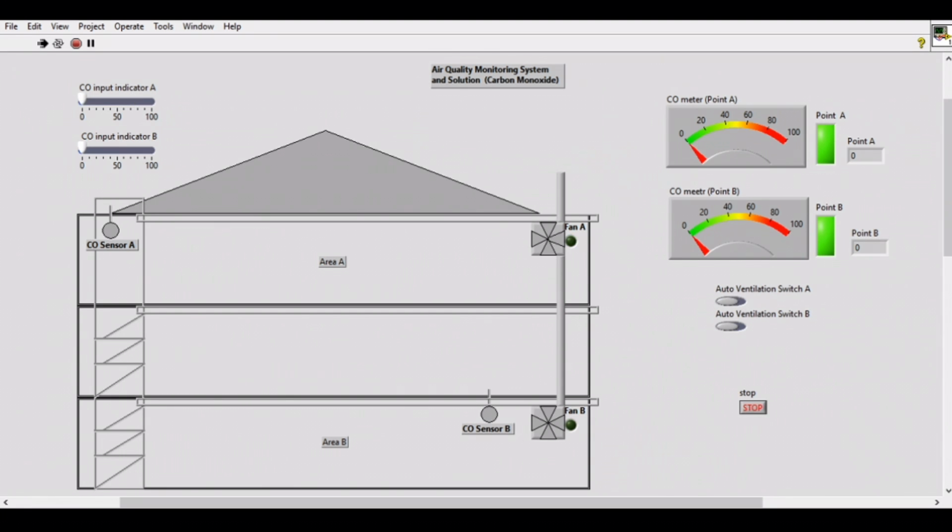Next, for the advantages of the carbon monoxide ventilation system. The first one is that it can alert people when carbon monoxide is present and at its most lethal. The second one is to protect employees and the public and also save energy in the building.